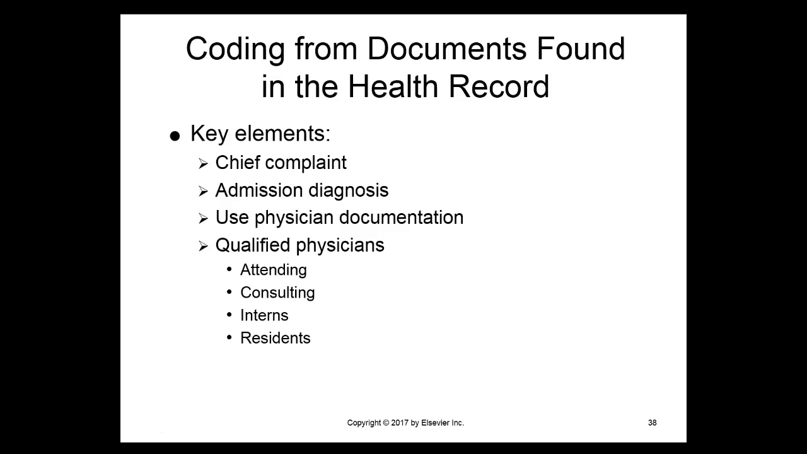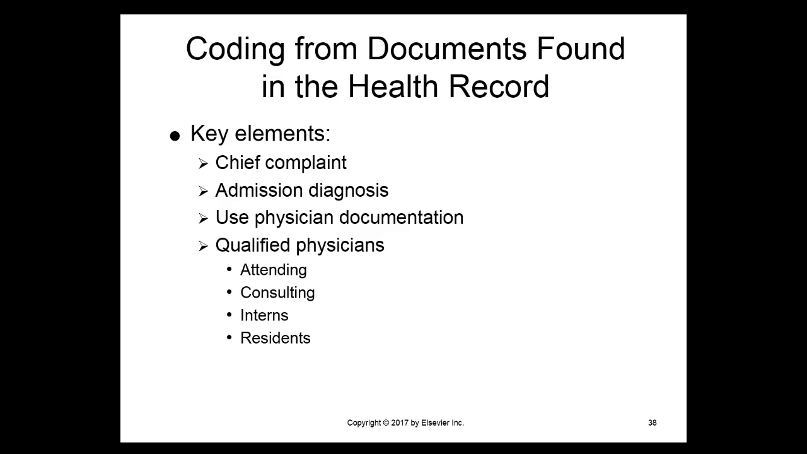We can actually code from any documentation provided by a physician, and it's important to know who physicians are and who they are not. A physician can be an attending physician, it can be a consulting physician, an intern or a resident, surgeons, anesthesiologists, oncologists, internists, hospitalists, intensivists, family practitioners, interventionalists. Medical students are not doctors yet. They're not licensed. They haven't completed their education, they haven't taken their state boards, and they are not included in the category of physicians.